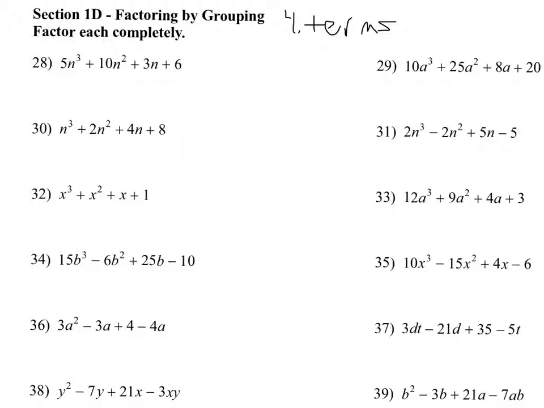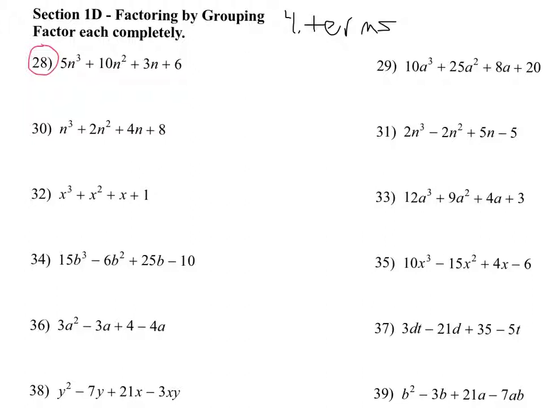So let's look at number 28, the first one here. Notice I've got four terms there, 5n to the third plus 10n squared plus 3n plus 6. What we're going to do is group. We can't factor anything out of all those terms, there's nothing in common to all of them, but if we do some grouping here, we can factor out a common factor from two terms.